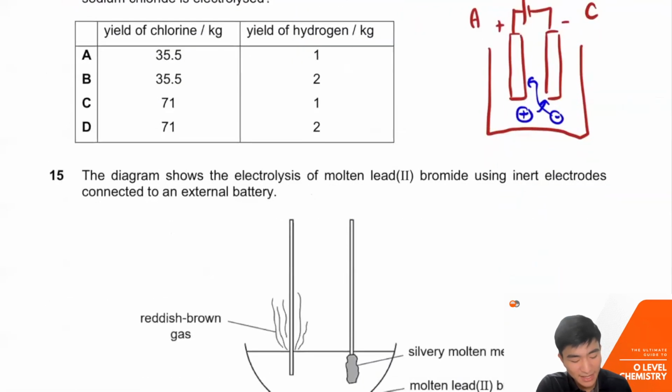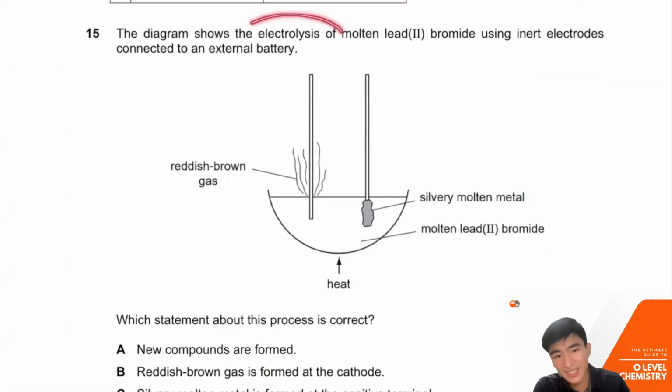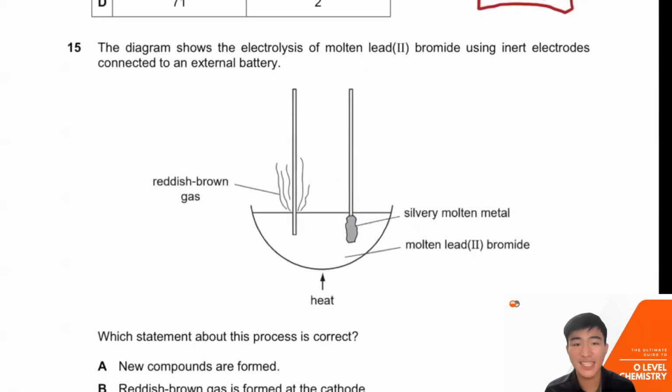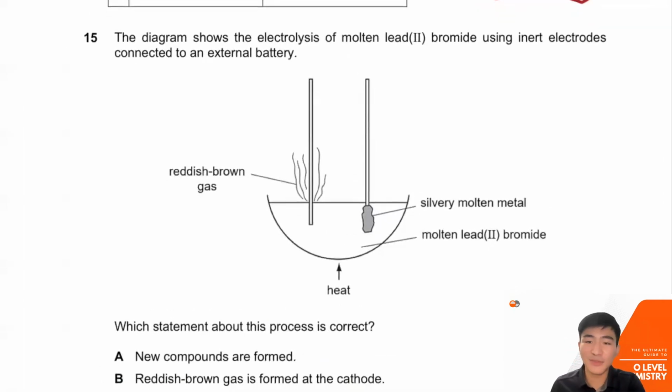Question 15. Okay, now let's look at question 15. We are doing electrolysis again, right? A lot of people hate to do electrolysis because very difficult to do. But because precisely it's very difficult to do, very easy to lose mark, we need to know how to do so that when people lose mark, we gain the mark, okay?